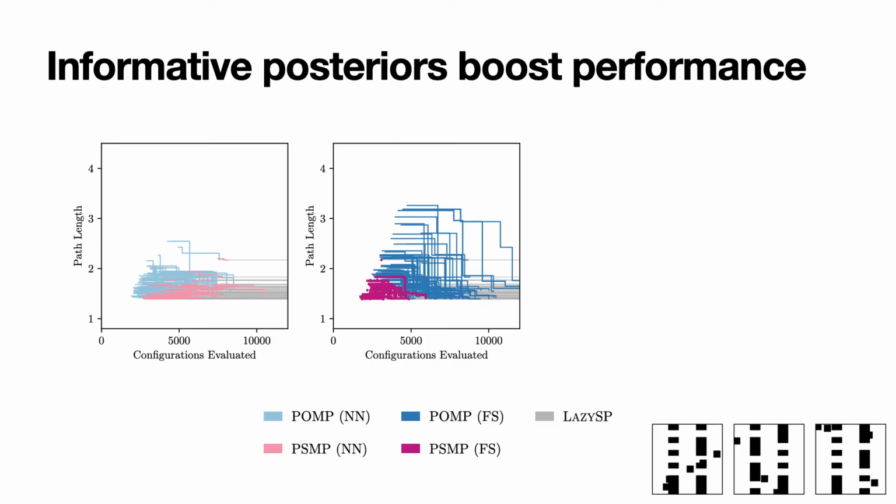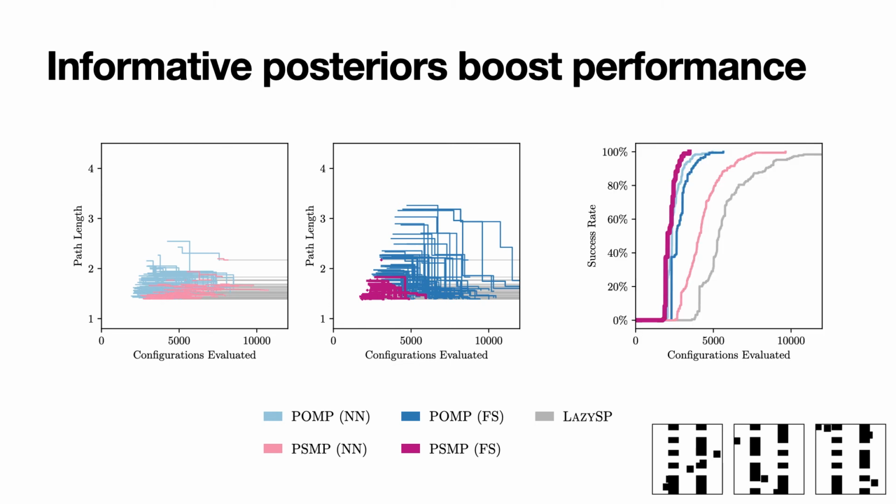We can overlay the curves from the previous slide to understand each algorithm's anytime performance across many different environments with different shortest paths. For PSMP, using the informative finite set posterior converges to the optimal path in fewer collision checks than when using the weaker nearest neighbor posterior. On the other hand, POMP's strategy of prioritizing paths that are likely feasible actually results in worse performance when using the more informative posterior. On the right, we visualize the collision checking budget versus the percentage of planning problems where that budget is sufficient to discover a feasible path.